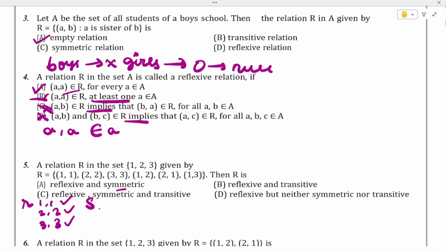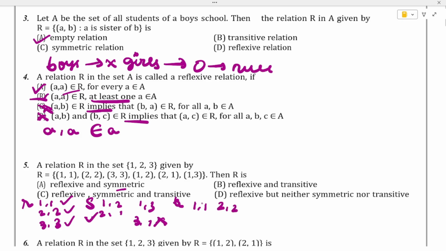For symmetric, that means if (1,2) is there, (2,1) should be there. (1,3) is there, but (3,1) is not there. You can observe here, this is not there, this is there, and this is not there, so it is not symmetric. Now for transitive, you can take (1,1) if it is there, and you consider another, that is (1,2).